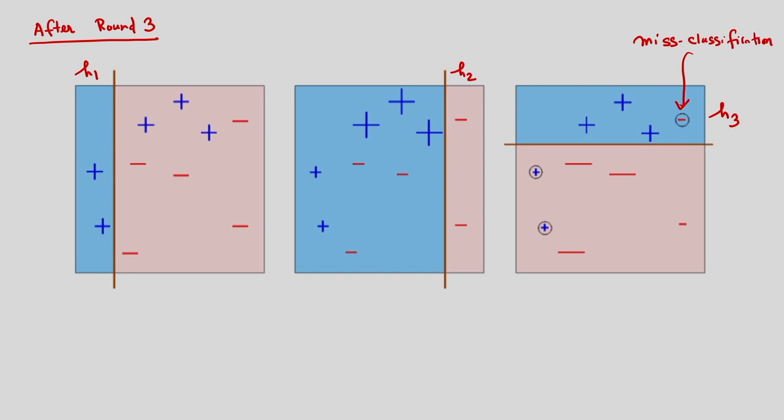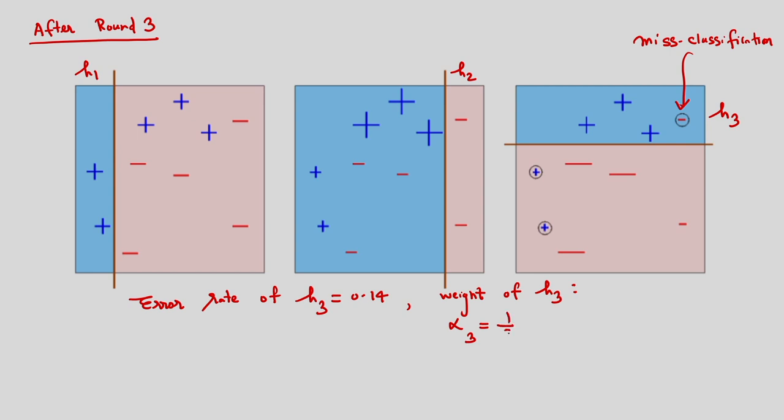And in this case also we can determine the error rate. So, error rate of H3 is equal to 0.14, and weight, because we have 10 number of samples, from this we can determine the error rate. So, how many samples are misclassified? Based on this we can determine the error rate. So, weight of H3, now I can determine. So, weight of H3 is alpha 3.